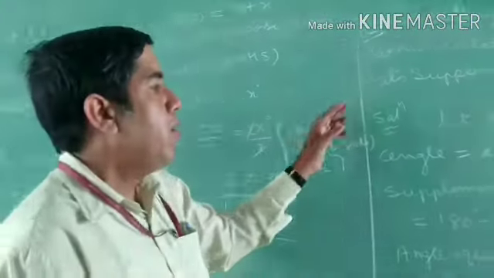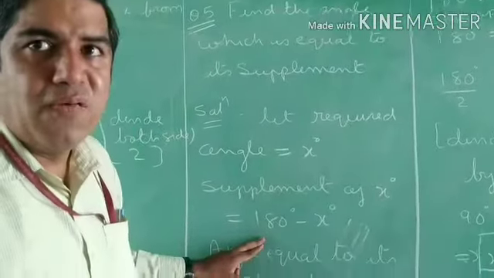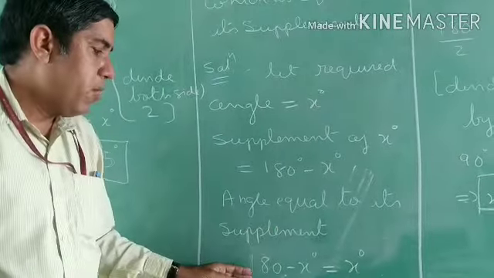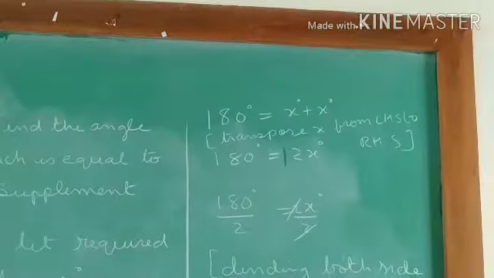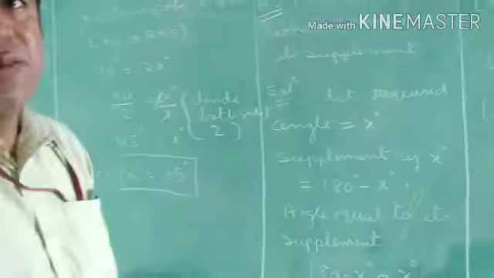And here same method, but here the sum of the two angles will be how much? 180 degree. So 180 minus x equal to x, and it becomes here the answer. By solving we get x equal to 90 degree. And this question 4 and 5 completes here.